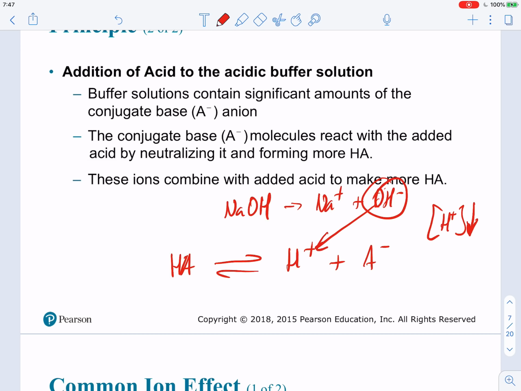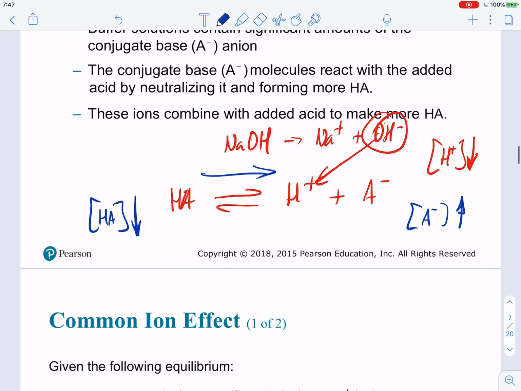So adding base is equivalent to removing H plus, therefore the equilibrium will respond. How will the equilibrium respond? By shifting to the right, favoring the products, making the concentration of A minus increase and the concentration of HA decrease. So you can use Le Chatelier's to explain how the buffer is acting, or you can use stoichiometry to say the sodium hydroxide is reacting with the acid. Either way, it's just fine.